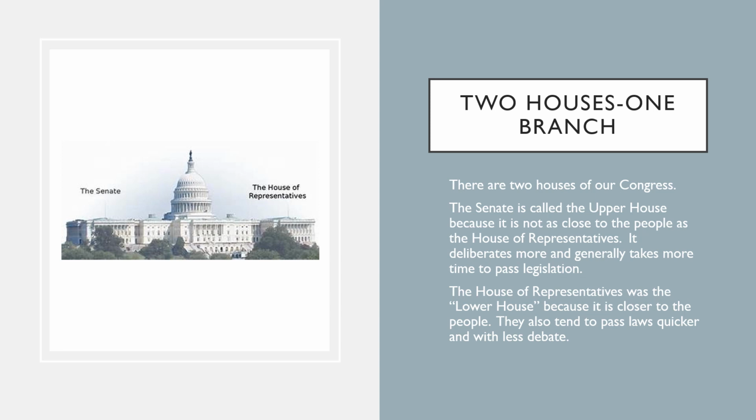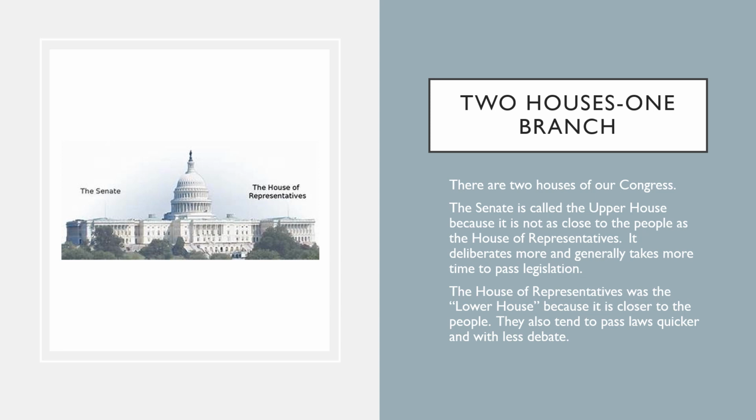You have fewer senators. You only have 100 of them, 2 from each state. But they take a lot of time in going through a bill, discussing it, giving everybody an opportunity to speak on it before they move forward and either pass it or reject it. The other house is called the House of Representatives. It's considered the lower house because it is closer to the people.